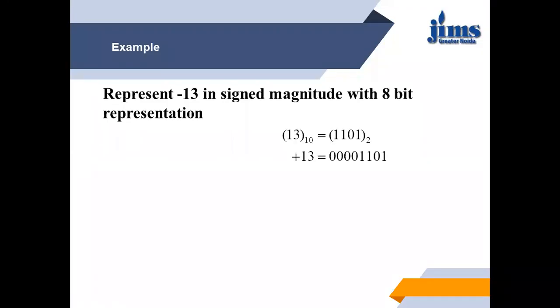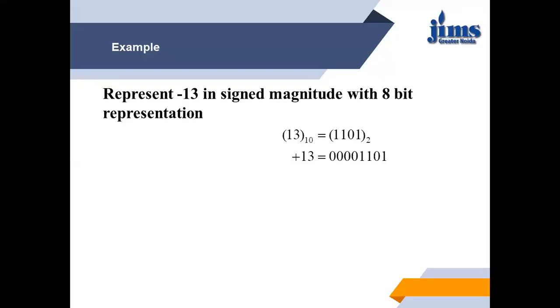So +13 is 1101. Am I right? Yes sir. Okay, fine. Now the +13 will be represented in 8-bit. Because 13 is a 4-bit number, what we did is put zeros in the remaining 4 bits. So the number +13 is 0 0 0 0 1 1 0 1. That is the representation of +13 in an 8-bit register.